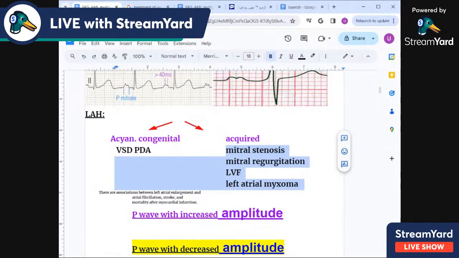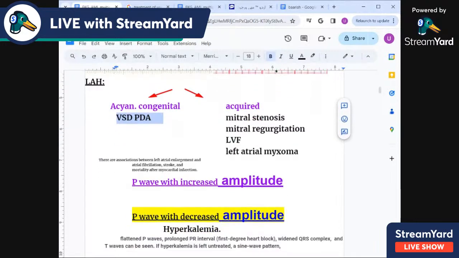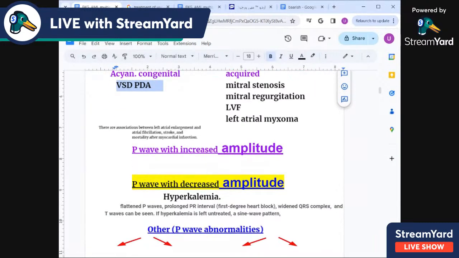So these are the causes of left atrial hypertrophy, or P mitrale, the biphasic P wave. Congenital causes, VSD and PDA, cause left atrial hypertrophy, and in the acquired causes, left side of the heart: mitral stenosis, mitral regurgitation, left ventricular failure, and left atrial myxoma.